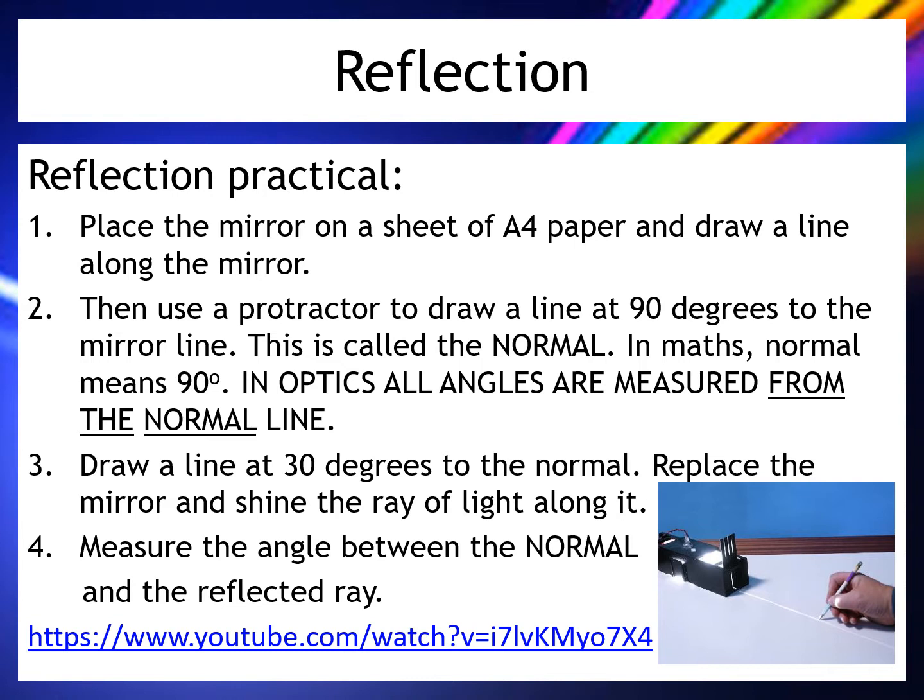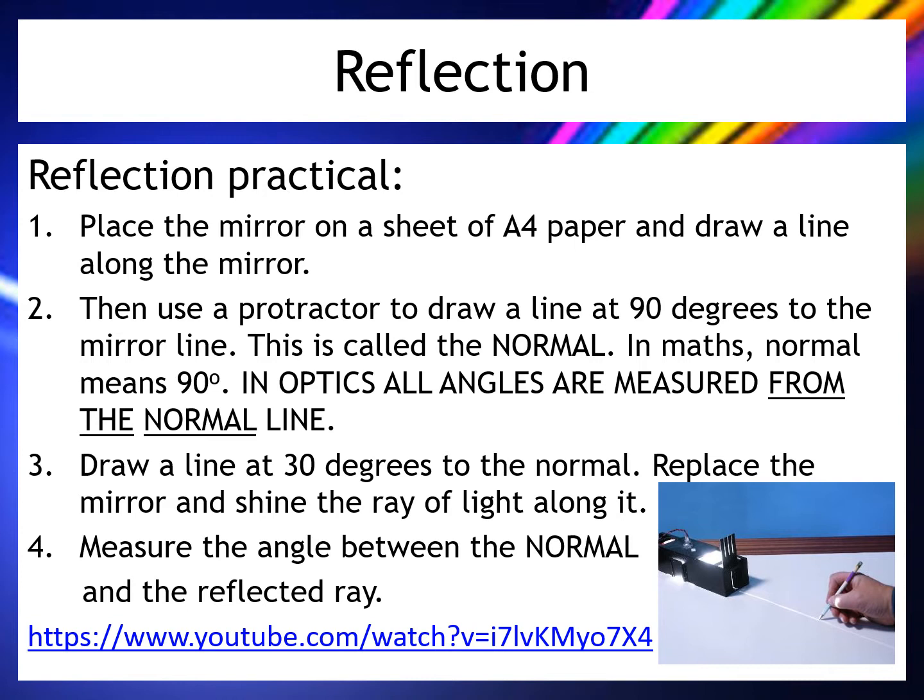We then use a protractor to draw a line at 90 degrees to this mirror line, and it's called the normal. In maths, the word normal means at 90 degrees. So when we talk about the normal line in optics, we mean the line at 90 degrees to, in this case, the mirror. In optics, it's really important to remember that all angles are measured from this normal line. They're never measured from the mirror.